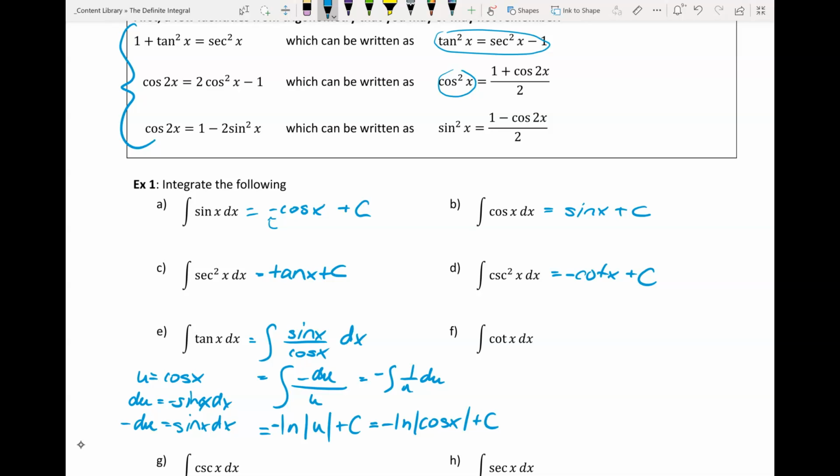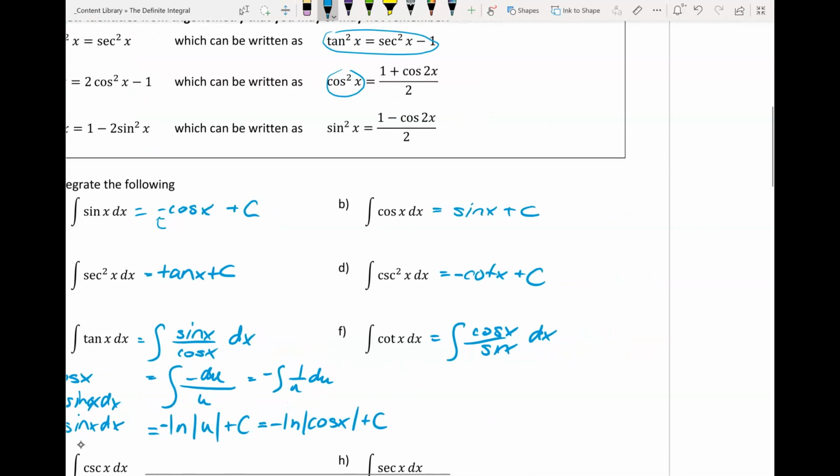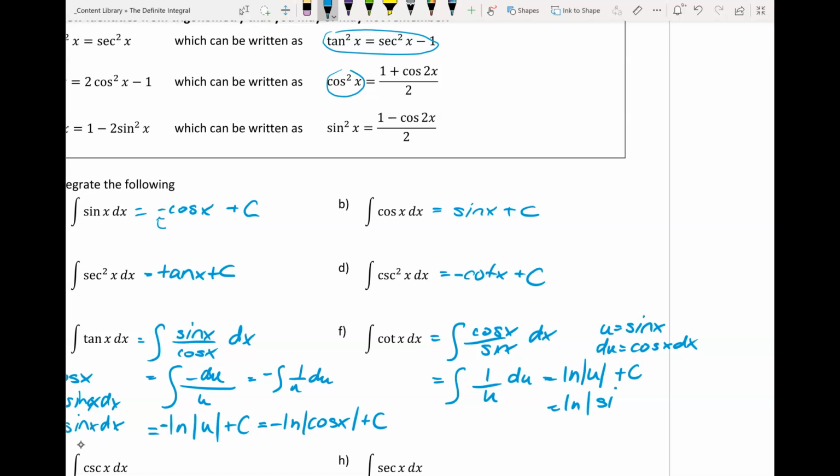Cotangent x is very similar, but cotangent x is cos x over sine x. Now this time we're going to let u be sine x, and then du be cos x dx. And then we're going to do our replacing. So that is du over u, which is ln absolute value of u plus a constant, and our u was sine x. And that is our final answer.